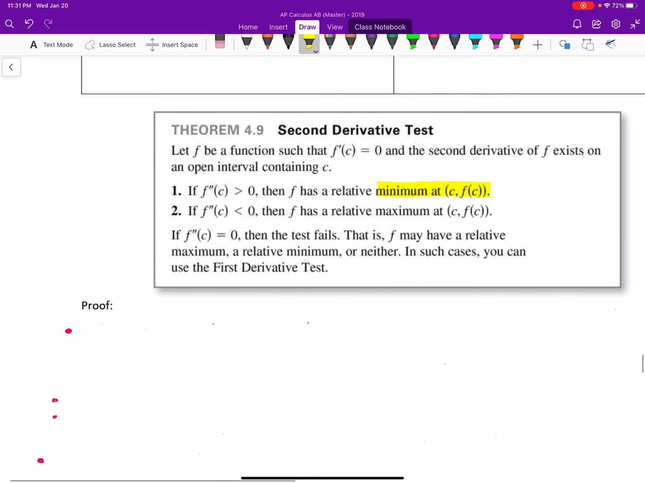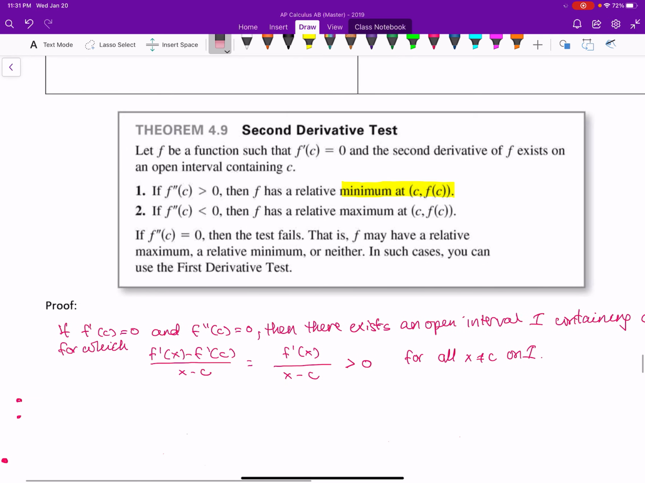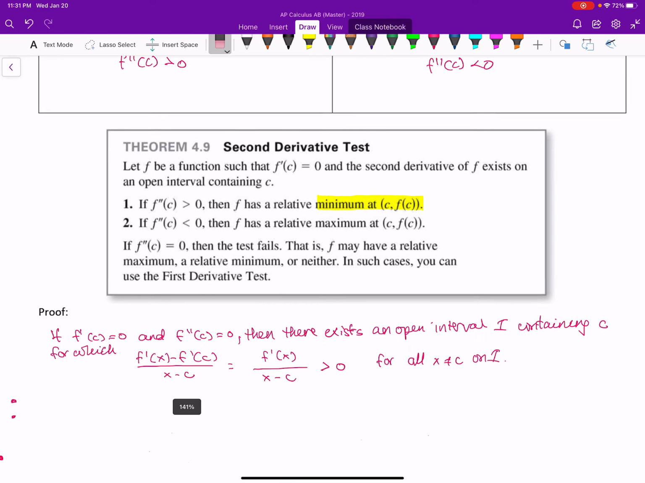All right, so the proof for this is, we're going to start with f prime of c is equal to 0, and f double prime of c is greater than 0, then there exists an open interval I containing c such that f prime of x minus f prime of c over x minus c is equal to f prime of x over x minus c, because f prime of c was equal to 0. So you can substitute that 0 in here. So that's a 0 there, right?